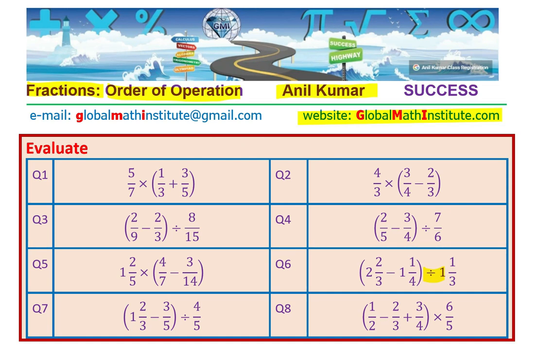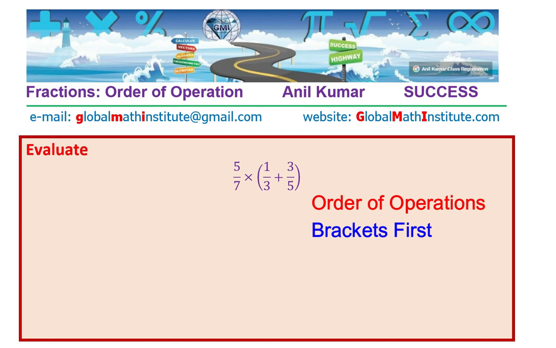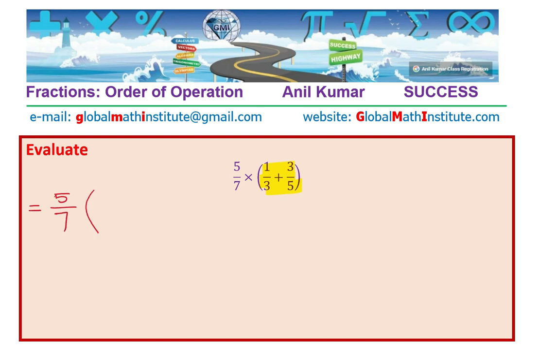So let's begin with the very first question, which is 5 over 7 times 1 over 3 plus 3 over 5. My suggestion is always do the brackets first, as we do in order of operations, right? To add fractions, as you know, we should have the same denominator. So let's try to understand. We are going to rewrite the whole expression as equal to 5 over 7. There's no need to write a multiplication sign. If nothing is written there, it means multiplication. And we have 1 over 3 plus 3 over 5.